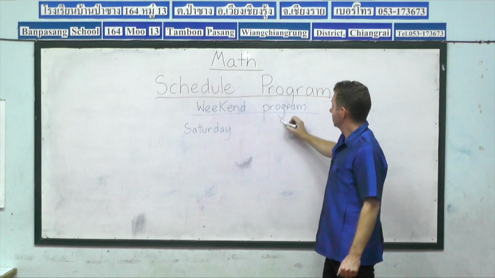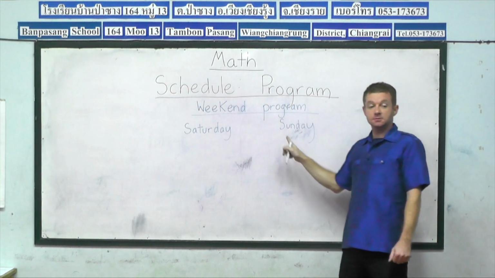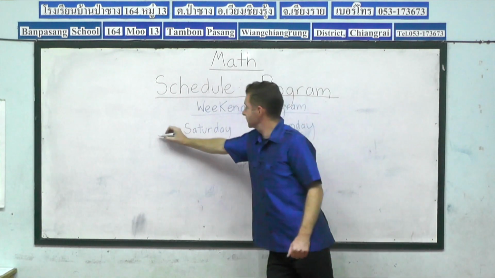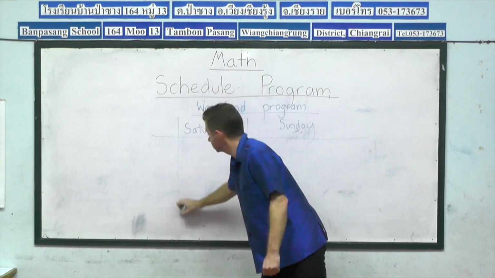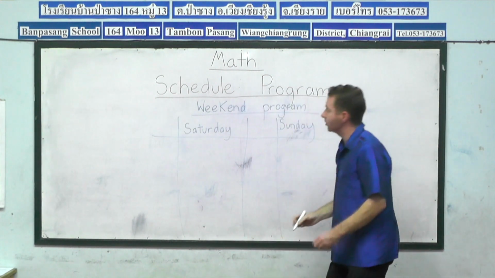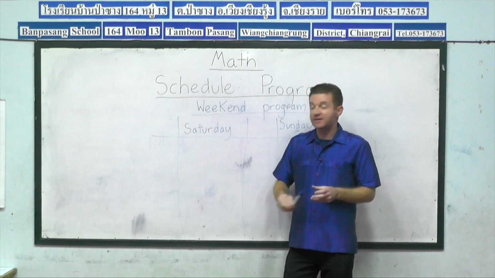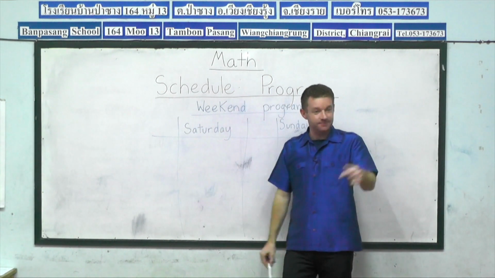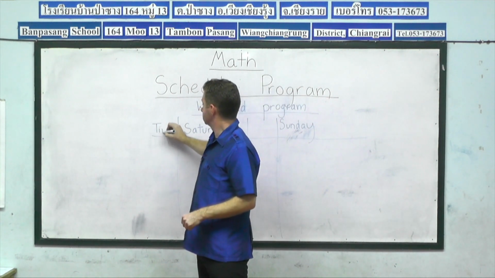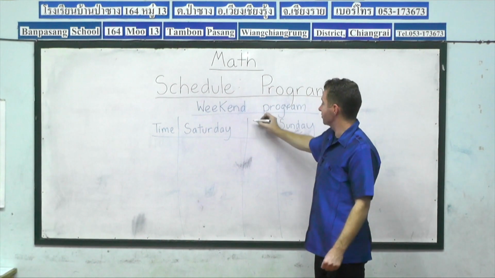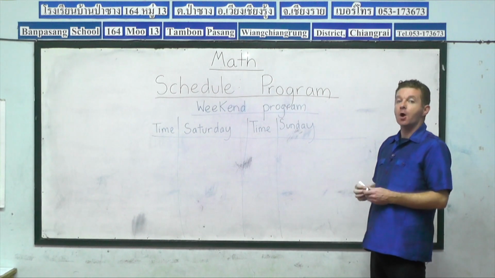And the second day of the weekend? Sunday. So you see our weekend program is over how many days? 2 days, okay? So this is how we can do our program like this. Now each day, what is the first thing we need before we can do our activity? What do we need to know? Remember our daily program, what did we need? Time, okay? So every program needs a time. And this is true for both days. So now we're ready to complete our weekend program.